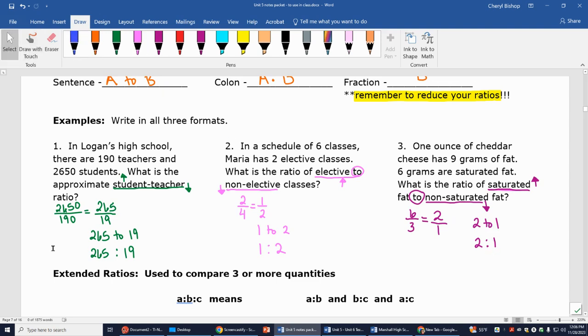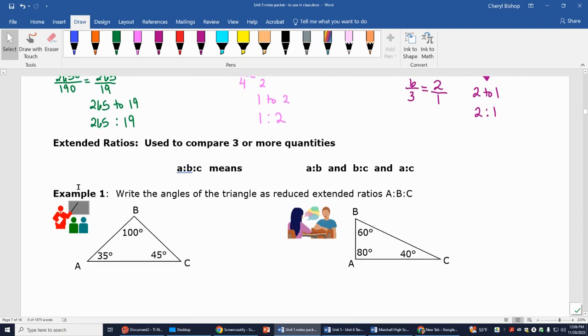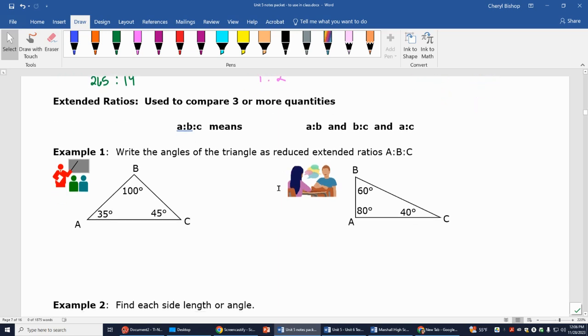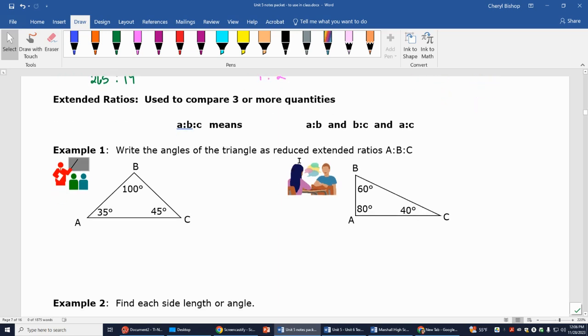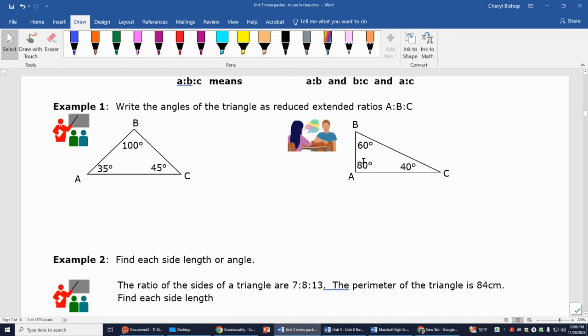Okay, let's look at something new. We did ratios in middle school math, but let's look at something new, extended ratios. If I have more than two things to compare, we're going to compare three or more quantities using an extended ratio. So A to B to C, that means I can compare A to B, or B to C, or A to C. Okay, let's write the angles of the triangle as reduced extended ratios A, B, C.